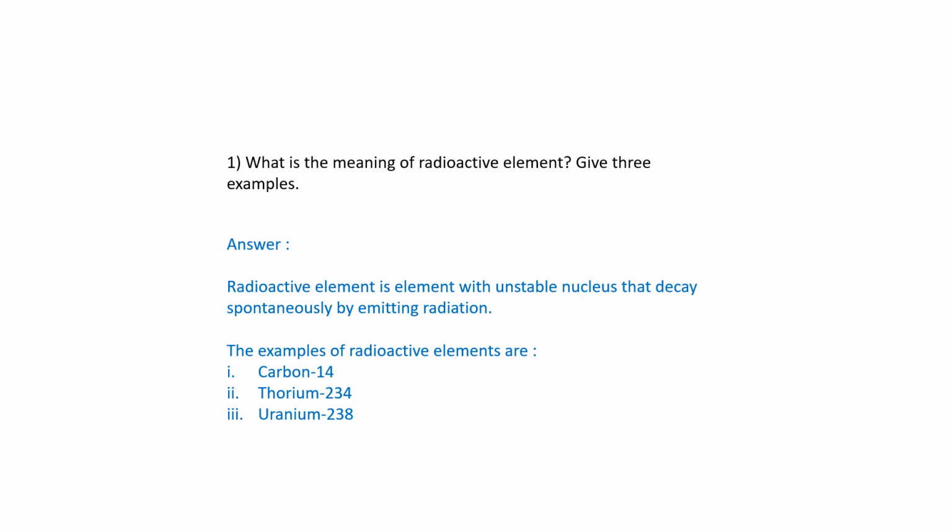So the question asks, what is the meaning of radioactive element? And give 3 examples. Now, a radioactive element is an element with an unstable nucleus that decays spontaneously by emitting radiation. And the examples of radioactive elements are carbon-14, thorium-234, and uranium-238. We also have radium-222. If you answered that, it's fine. It's also correct.